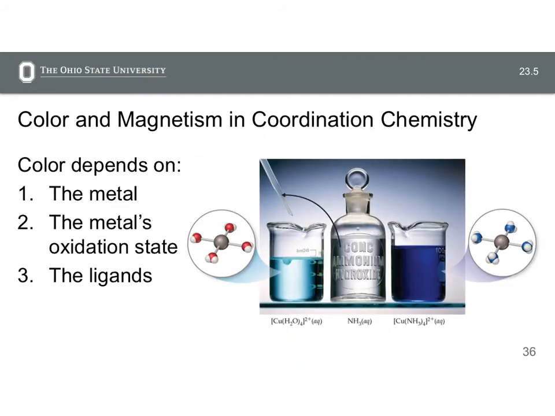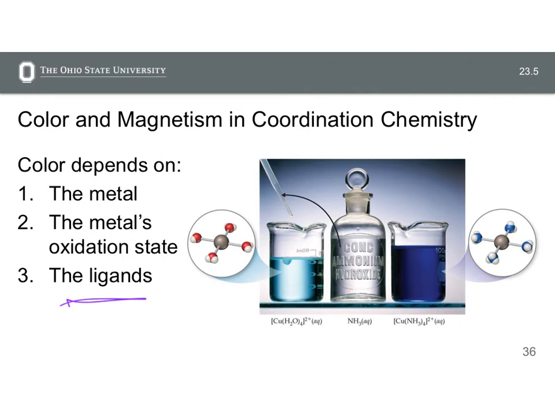All right, so let's finally start to really get into the color of these compounds and some magnetism, which I find less interesting, but sure, why not? So color is going to depend not only on the metal center itself, but on the metal's oxidation state and on the ligands that are bonded to that central metal. Let's do a demo now.